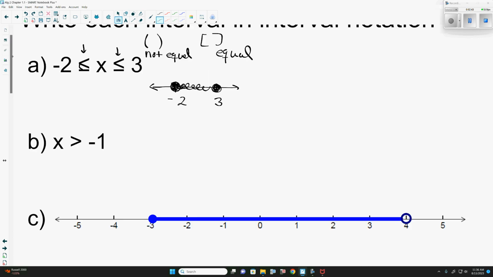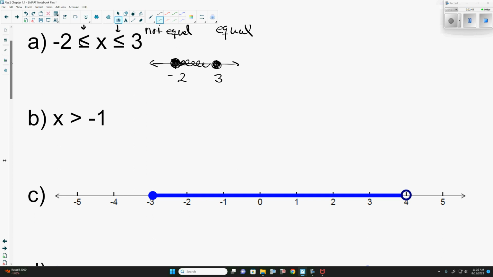If we talk about it in interval notation, our two endpoints would be -2 and 3. So we'd have -2, 3. And if they are included, we use brackets. So this is our interval notation here, and this is a graphical representation of it. Questions on this here?